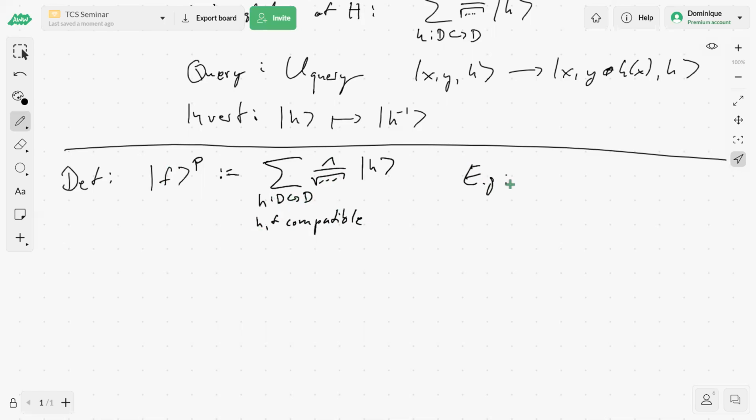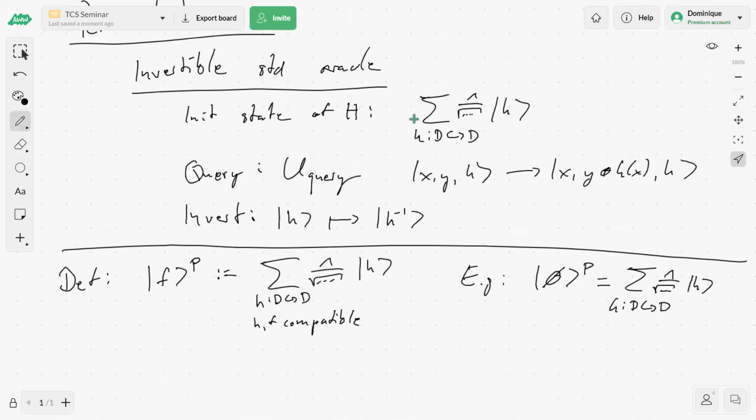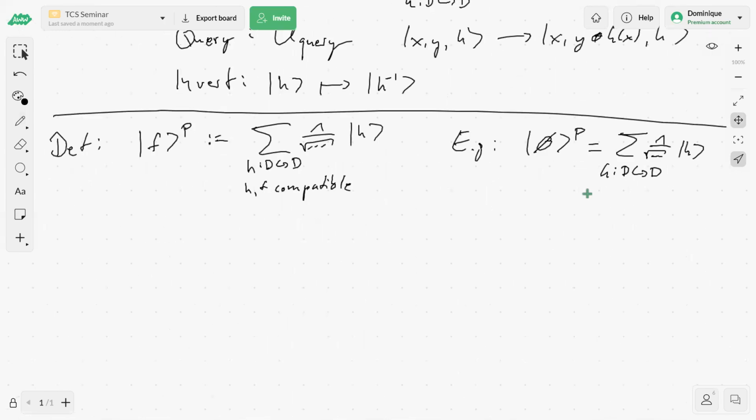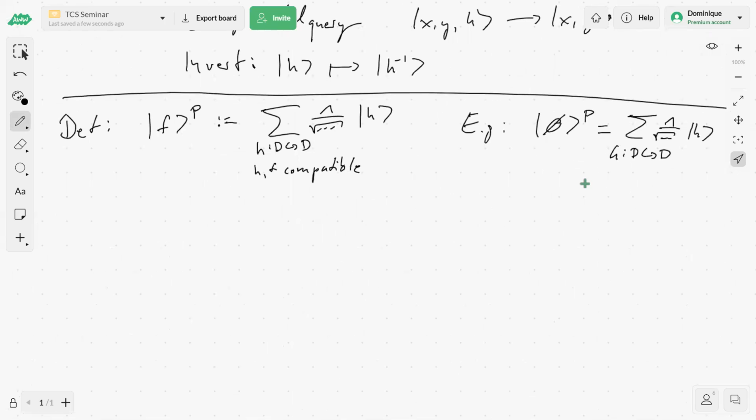So for example, the empty function, the state empty_p, is just a uniform superposition of all permutations h, which is exactly the initial state that we had here. And now we can do the same kind of proof as before.